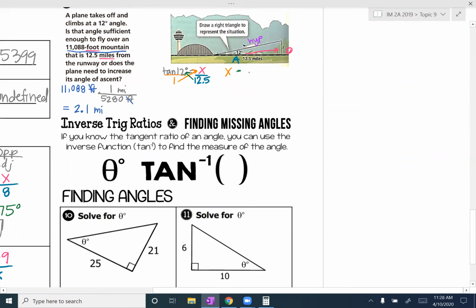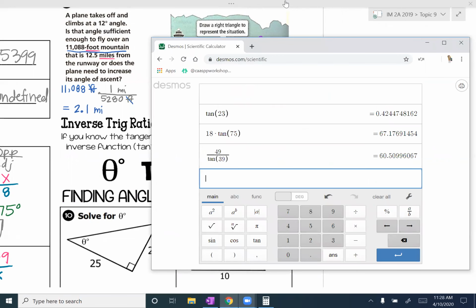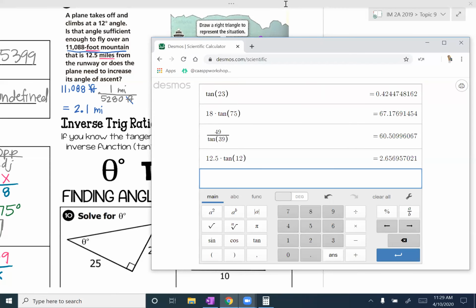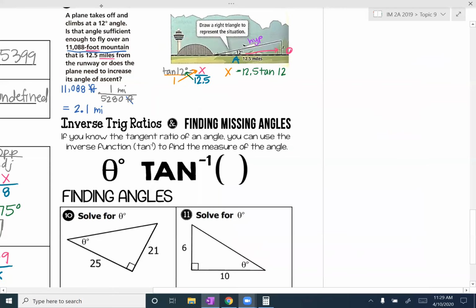12.5 times tangent of 12. So if I calculate that, 12.5 times tangent of 12, that gives me about 2.7. Okay, so that rounds up to about 2.7. So that means that x is about 2.7 miles.